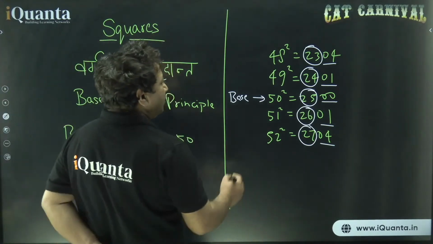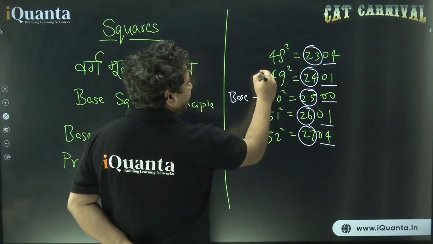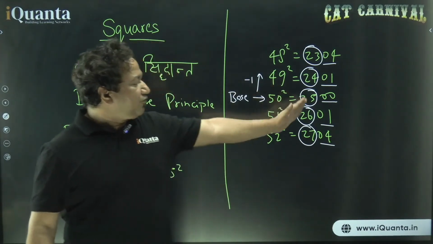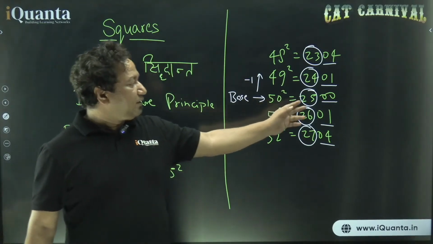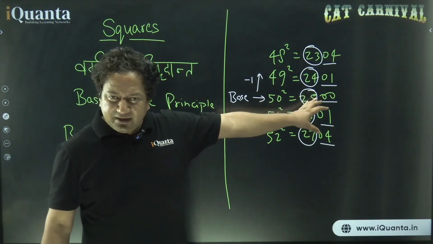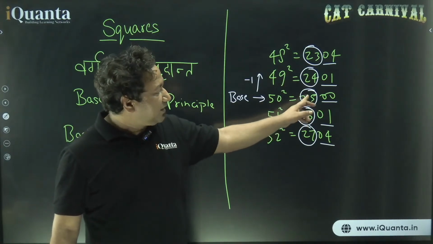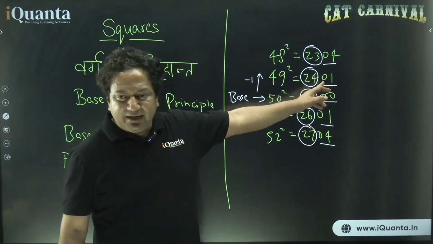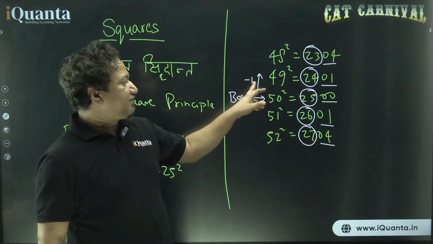If I want to go to 49, 49 is what? It is 1 less than 50. So in the square of 50, for the remaining digits except the last two, I'll just subtract 1. 25 minus 1 is 24. And here I'll write the square of minus 1, that is 01.